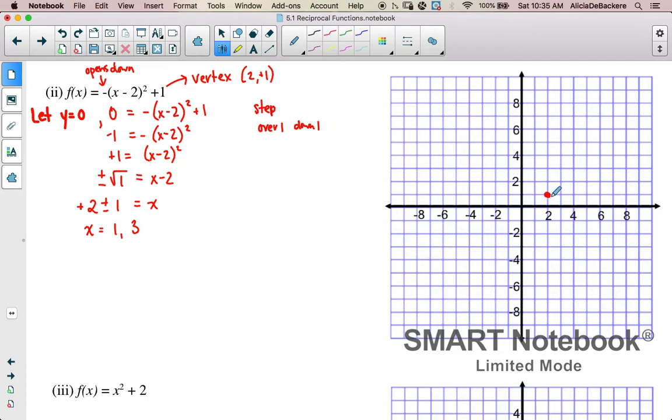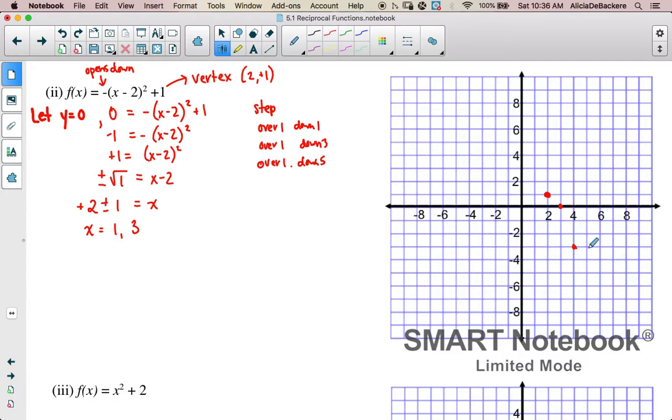And then from there, I'm going to go from my vertex over 1, down 1. And then the next step is going to be over 1, down 3. So starting where I left off, I'm going to go over 1, down 3, and then my next step is over 1, down 5.